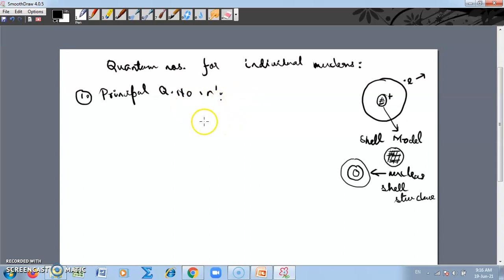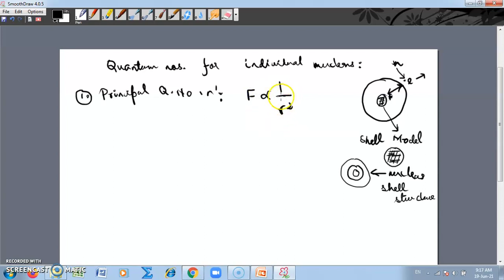what happens in an atom. In an atom, we have this electron. We are talking about the principal quantum number of the electron. So this electron is bound to the nucleus by means of a Coulomb force, which is an inverse square force. The Coulomb force, we already know, is inversely proportional to the square of the distance, like this.